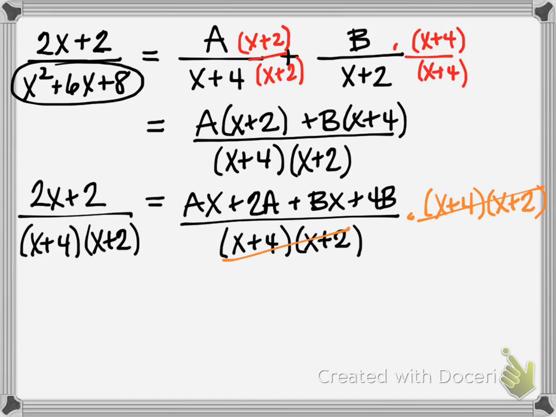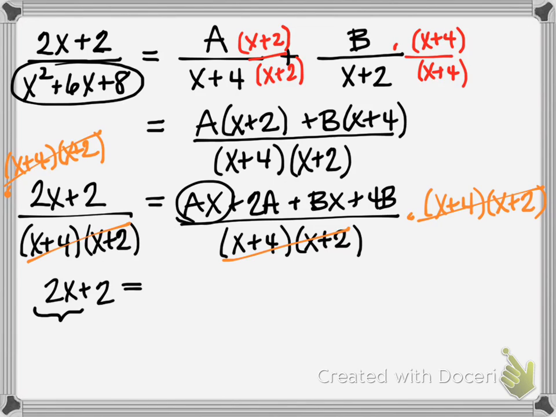And what we do to the right-hand side of the equation, we must also do to the left. So if I multiply the left side of the equation by x plus 4 times x plus 2, it would also then eliminate the denominator, leaving us with just the numerators. 2x plus 2 must equal the right-hand side. And I'm going to reorder what I have on the right-hand side. You'll notice that on the left-hand side, we have the x term written first. So let's go ahead and write the x terms first. So that would be Ax plus Bx. And then what's remaining is the positive 2A plus 4B.